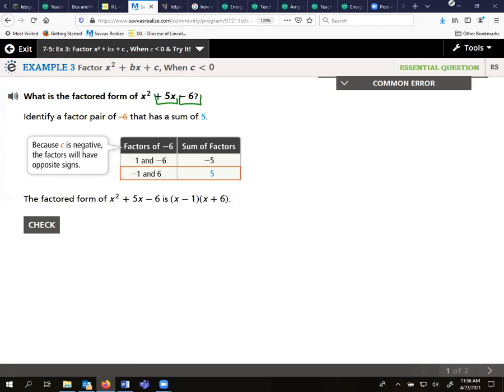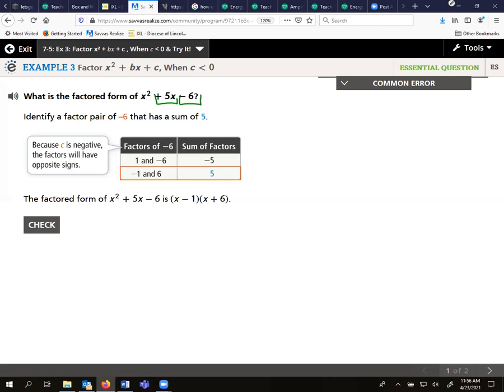Negative 1, positive 6. When you multiply those together, you get a negative 6. But you add them and you get positive 5. Okay. So when you plug those into the parentheses, the 1 will have a negative sign. The 6 will have a positive sign. So when you factor it, you've got x minus 1 times x plus 6.